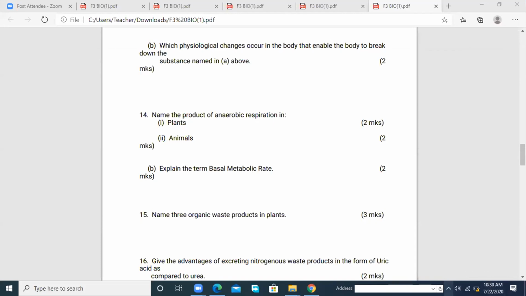So we said that this is the minimum amount of energy that is required by an animal just to maintain its normal functioning, like he is trying to say.